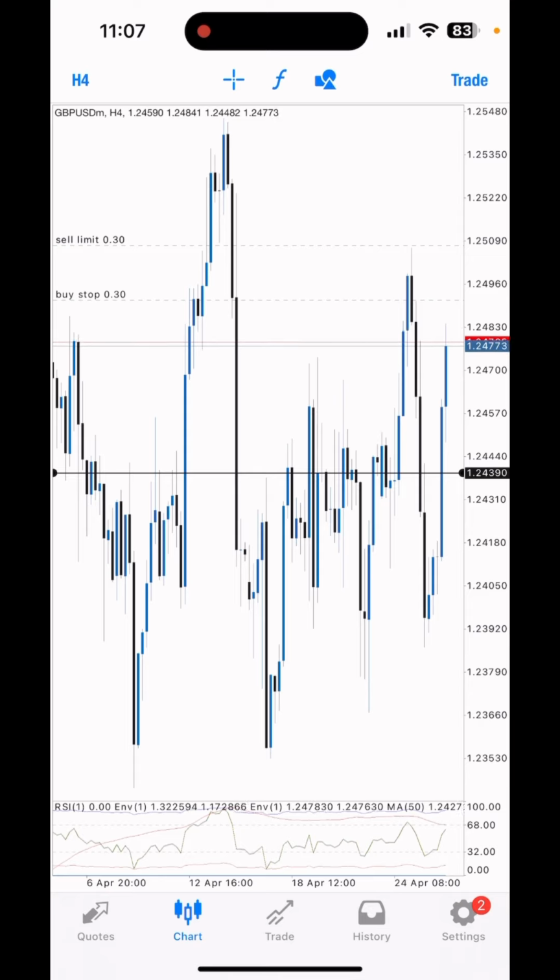Buy stop means price is going to get to this point and continue going up. So I want to place my order at the point where I feel that when price gets there, it's not going to come down, but continue to go up. That's it. For sell limit, which is this one that we have here, I feel price is going to get to this point and immediately it touches here, it's going to continue to come down.